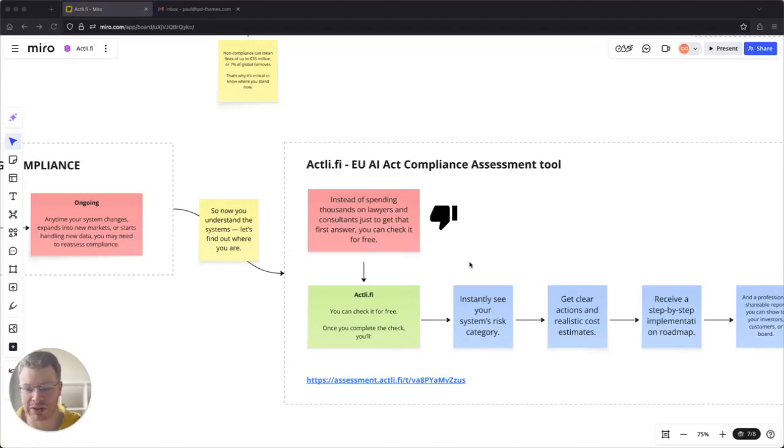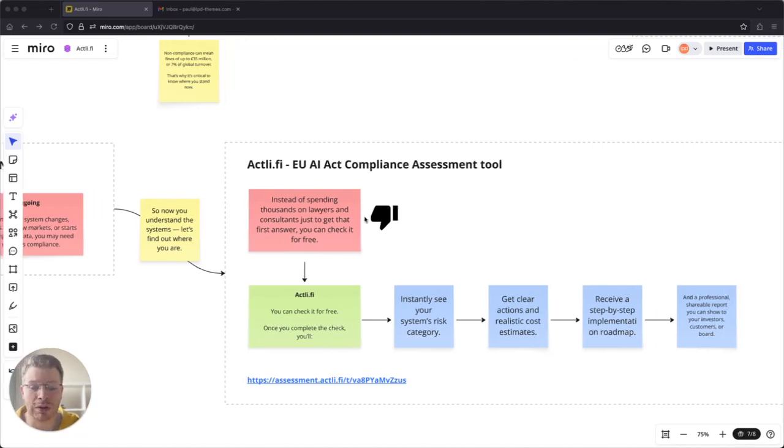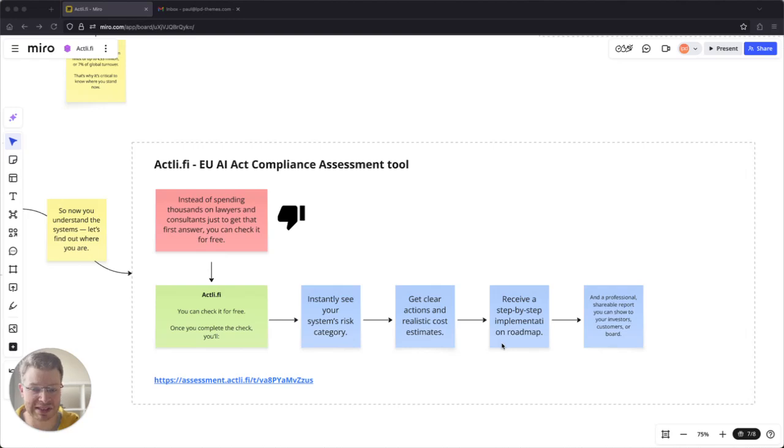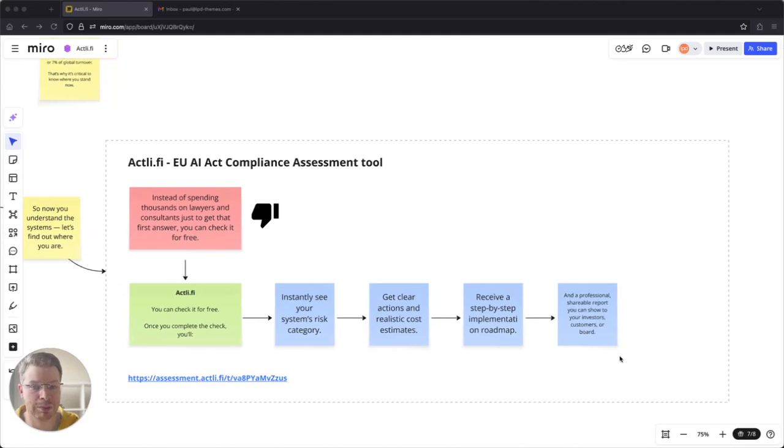Instead of spending thousands to get this first answer, you can check it for free. I have created a tool, Actli.fi, and with this tool we can check it absolutely for free. Once you complete this check, you will instantly see the risk for each of your systems. You will get clear actions and realistic cost estimates for each system, and you will receive a step-by-step implementation roadmap also for each system. And as a result, you have a professional shareable report you can share with your investors, customers, or board.